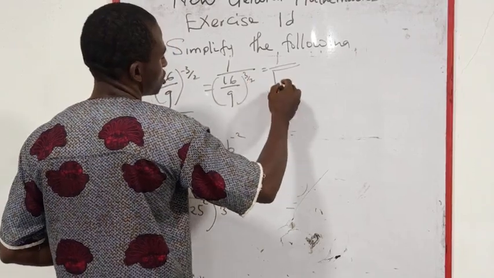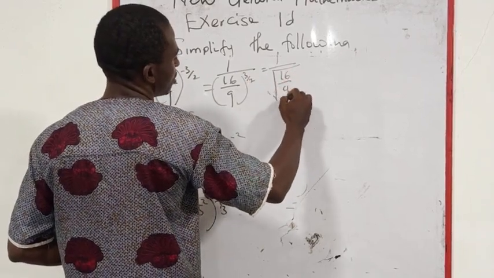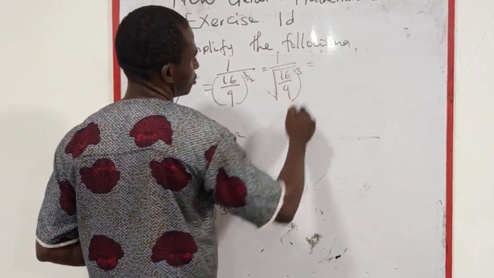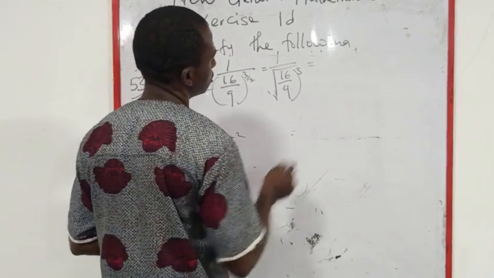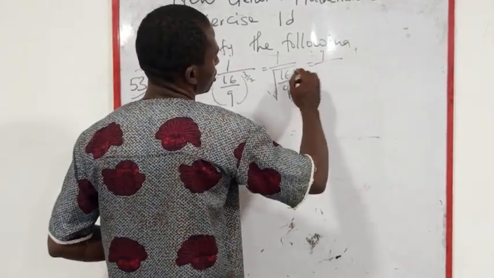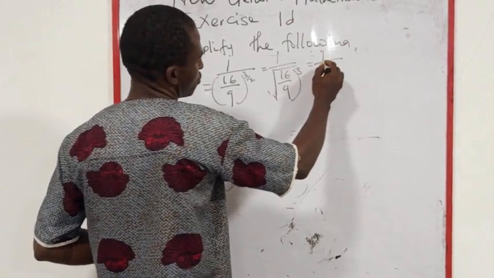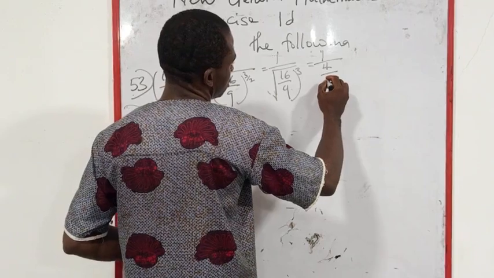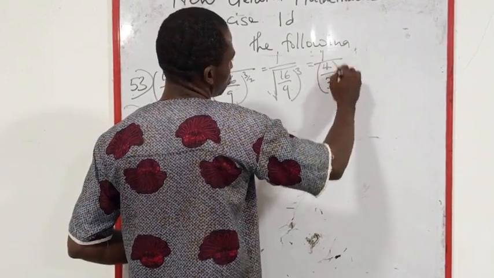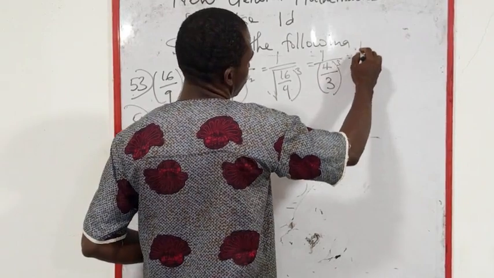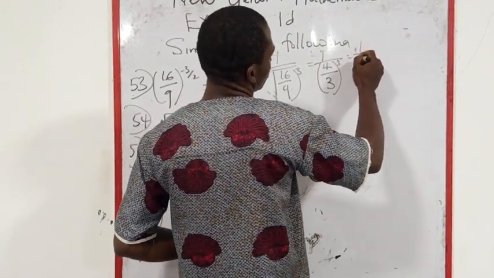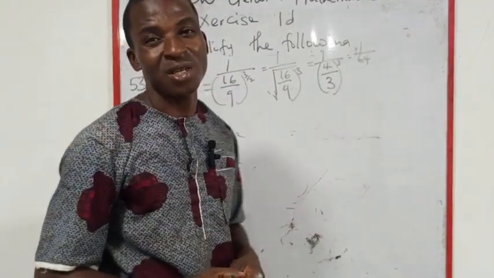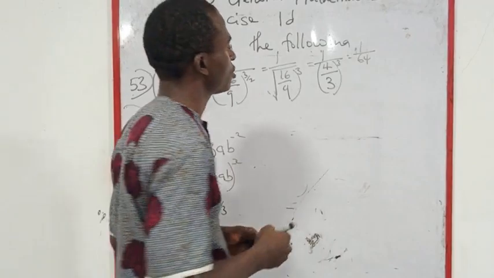This is telling us the square root of 16 over 9, then the power of 3. Don't forget what's happening here. So now I have 1 over, what is the square root of 16? It is 4. The square root of 9 is 3. But we still have the power of 3 there. So now 1 over 64, because 4 raised to power 3 is 64. 4 times 4 times 4 is 64.